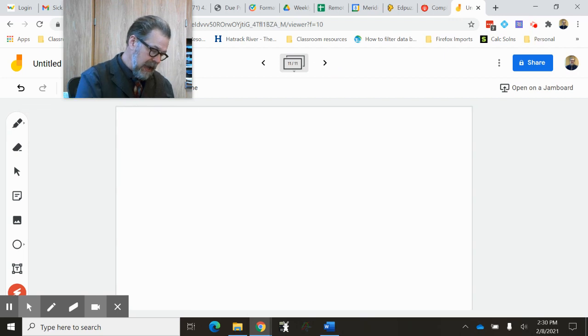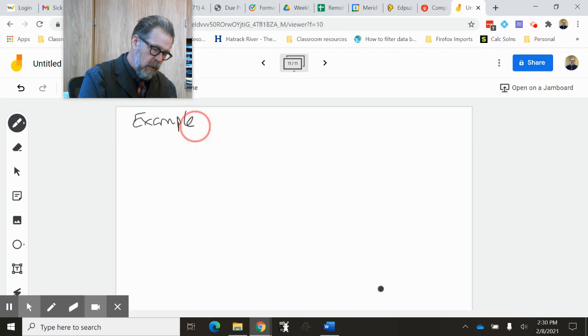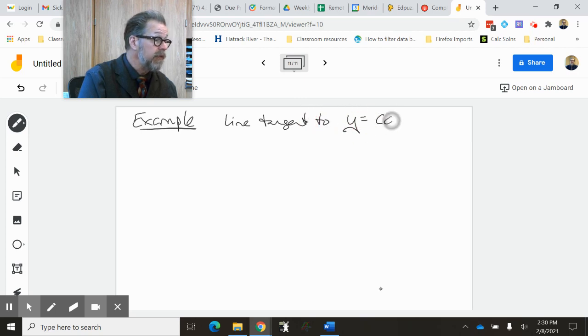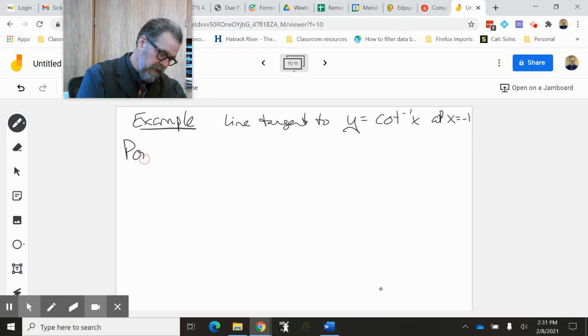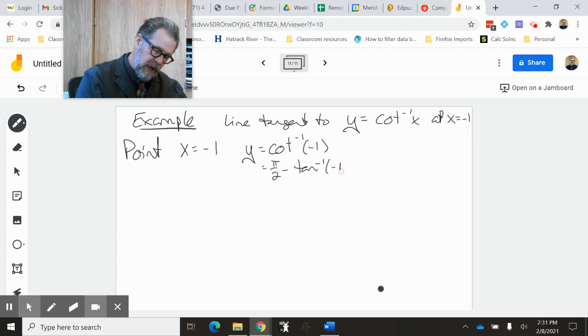So let's look at a quick example. The example is we want to find the line tangent to y equals inverse cotangent of x at x equals -1. So first, let's start by finding our point. Well, we know x equals -1. So y is equal to inverse cotangent of -1. And that means that y is equal to pi over 2 minus the inverse tangent of -1.